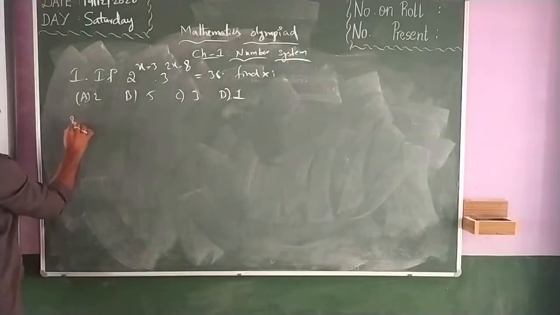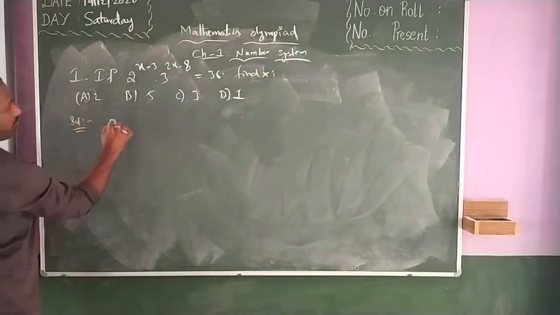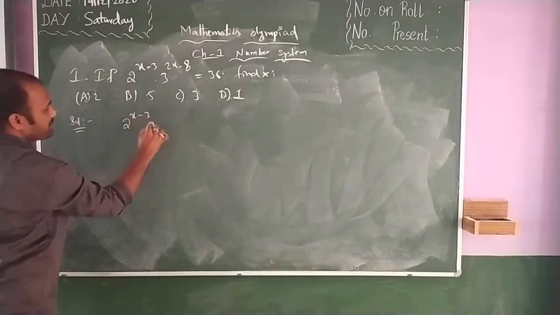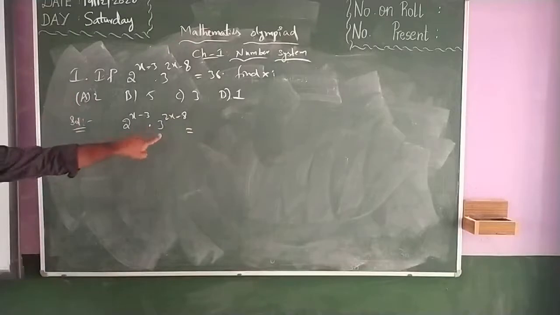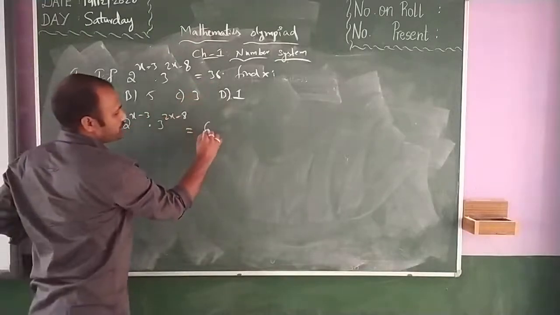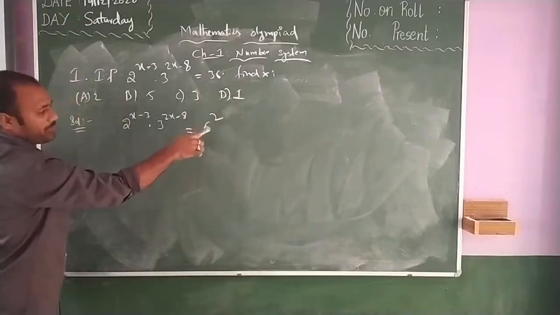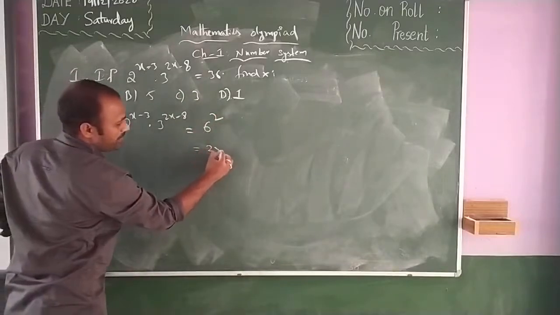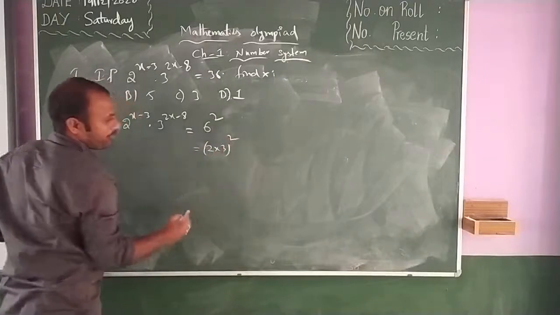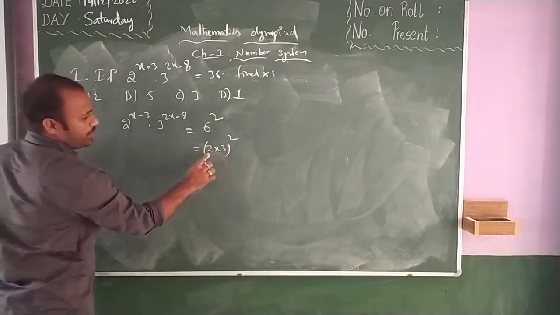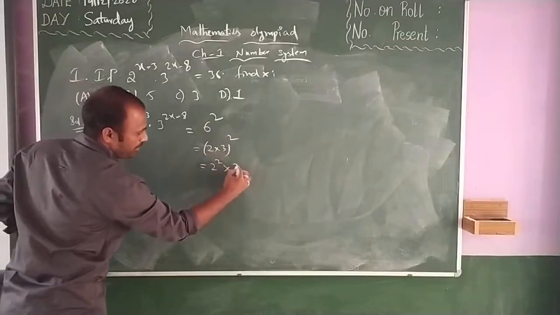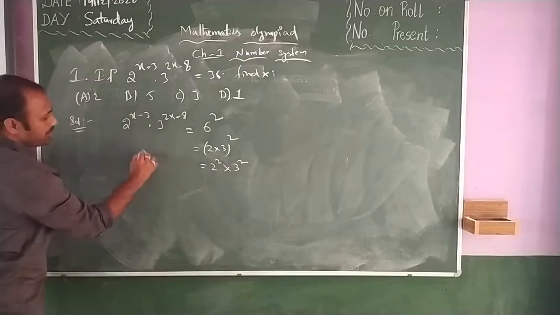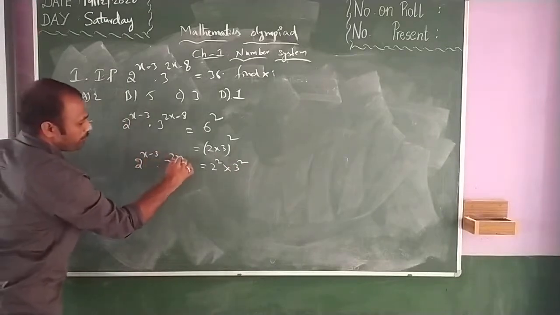So let us see the solution for this. 2 to the power of x minus 3 into 3 to the power of 2x minus 8. I need to write this 36 in terms of 2 and 3. I know that it is 6 square, so let me write it first as 6 square. This 6 I am going to split as 2 into 3 whole square. Now it is (a into b) whole to the power of m, so I can split the power: 2 square into 3 square.